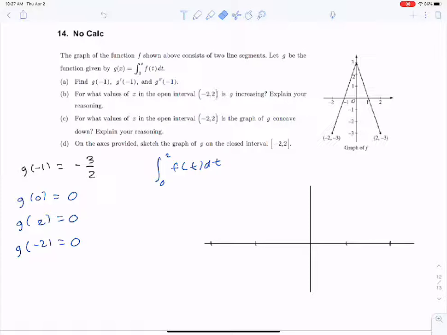Sorry, I've got a mower in the back and it's really distracting. Okay, let's see here. And that's what I did for g of -2.